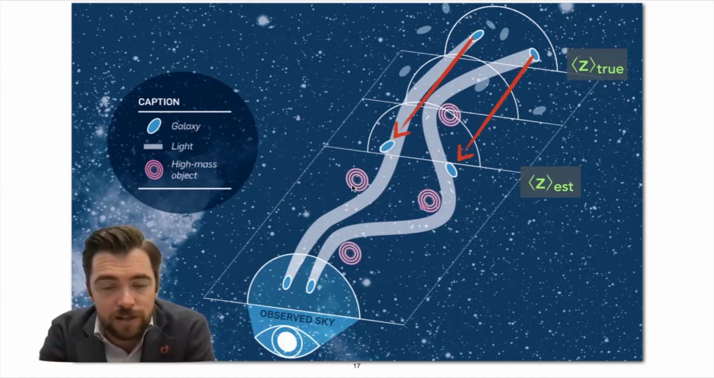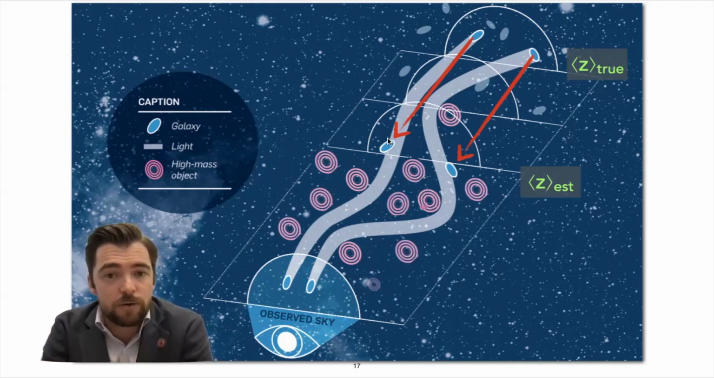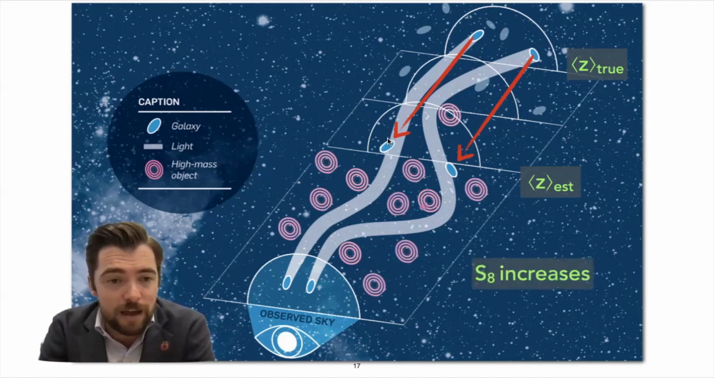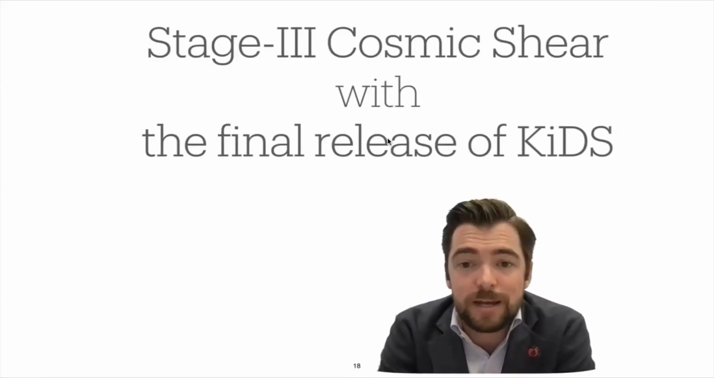line of sight in the universe, which means that naturally we have to interpret that the universe is more densely clustered and has more matter in it than is actually the case. And this is a direct manifestation of a bias in the cosmological parameter that we care about, S8. And so understanding the source redshift distribution is really, really fundamental.